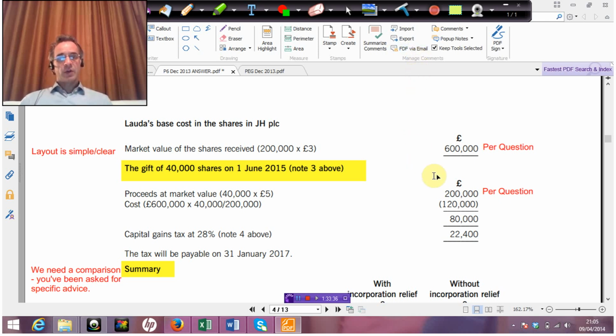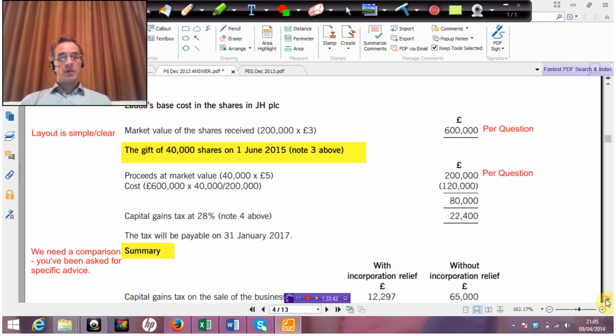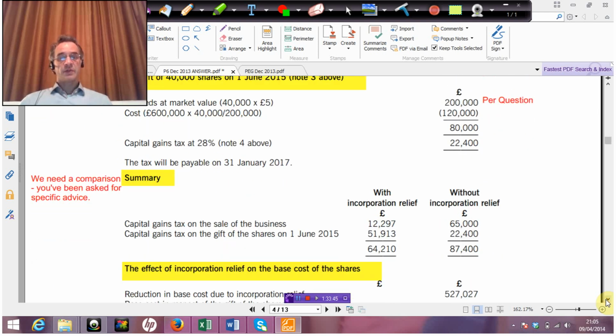So really what we have then is a situation where we have two different transactions, one with, one without. We have two completely different tax values for each of the two possible scenarios. And what they do here is just summarize them for us. Okay. Now, we definitely need a comparison.